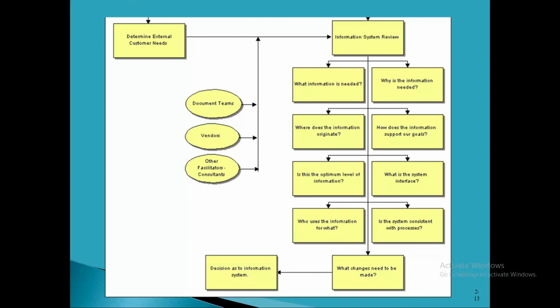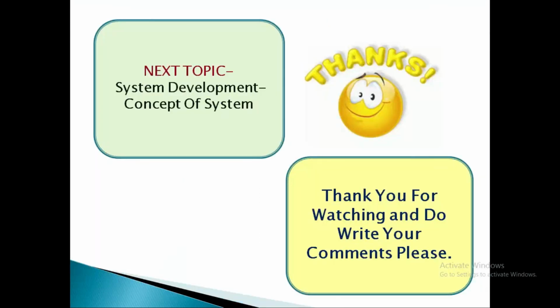We have seen the various methods of gathering information, and lastly we have seen the flow chart on how organizations actually assess the information needs of the organization. I hope all of you have been able to understand that assessing the information needs of the organization is very important.